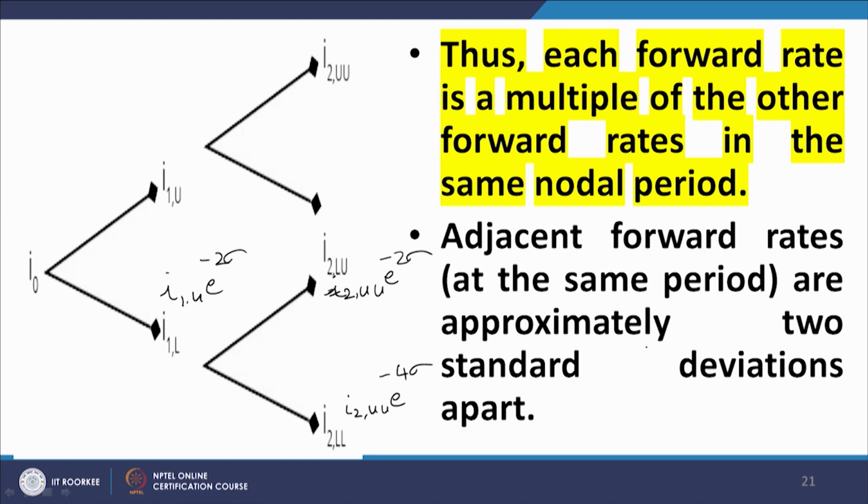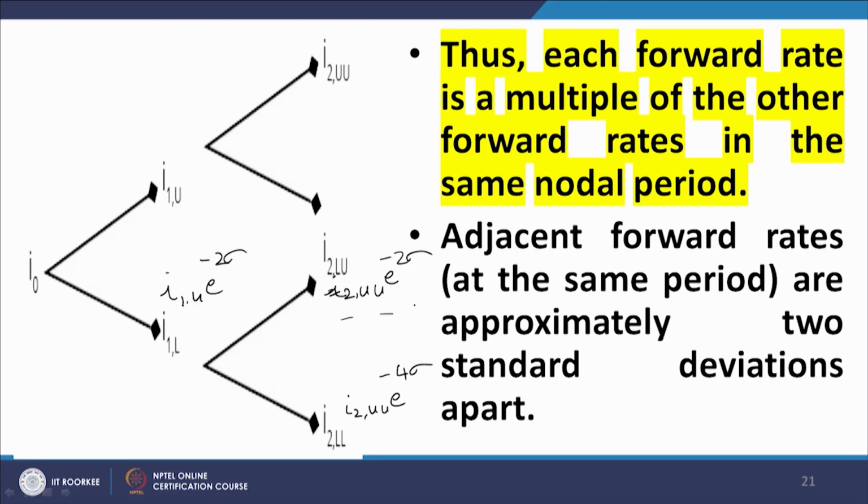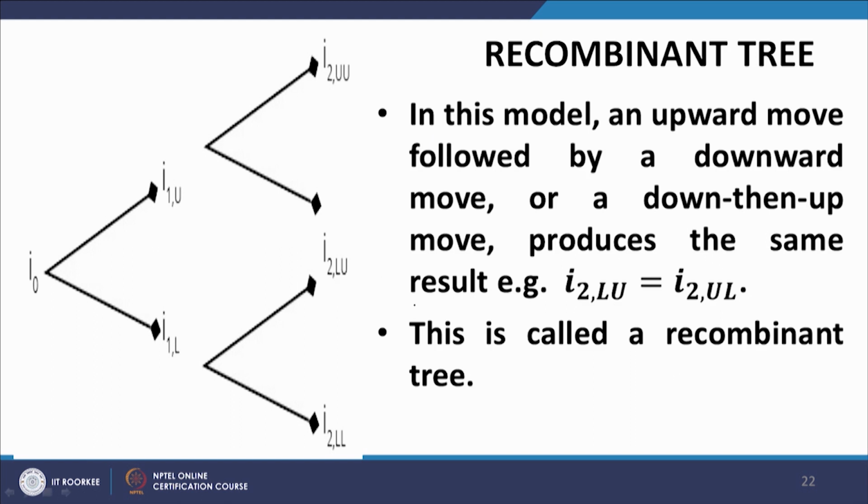Conversely, if you want to write I2UU in terms of I2LL, it will be I2LL e to the power 4 sigma, and the middle one will be I2LL e to the power 2 sigma. So, they are multiples of 2 sigma. Adjacent values of the interest rates are multiples of e to the power 2 sigma. Recombinant tree. Now, this is the most common model that is adopted for the binomial interest rate tree.